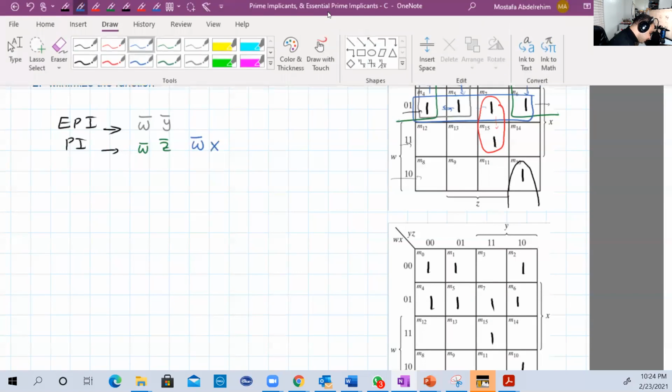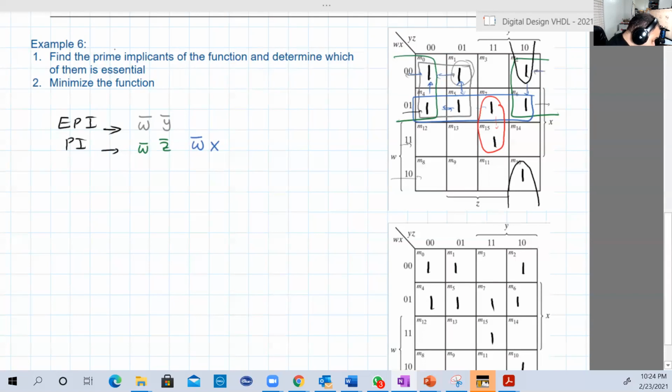Now the red. The red is essential. Why? Because that one here does not belong to any other group. So what is this term here? W is changing, X is not changing, Y is not changing, and Z is not changing.